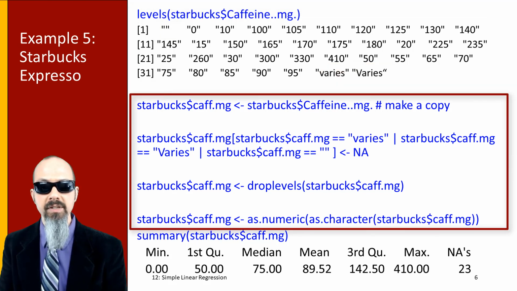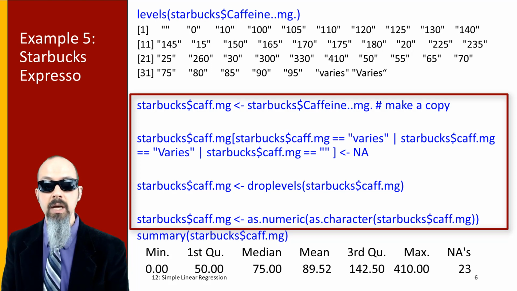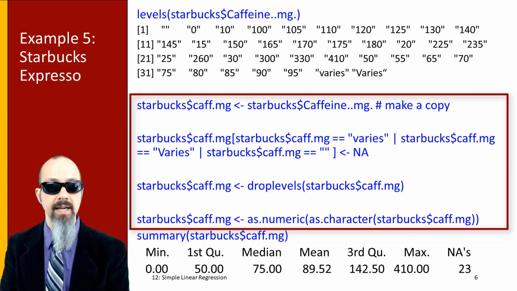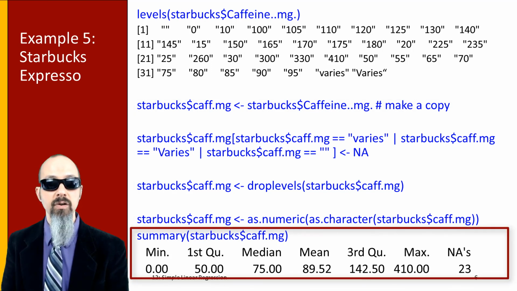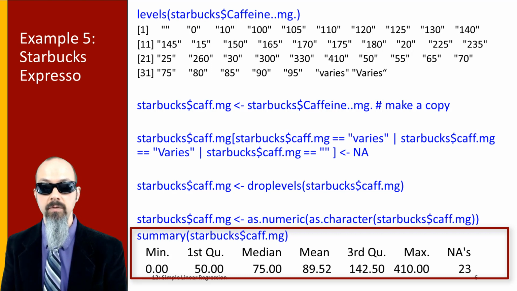So to fix that, I'm just going to briefly store this into a new variable so I don't overwrite my other one. I'm calling it caf.mg. And inside those, I'm turning the blanks and the varies options into missing. Once I have those, I'm doing a drop levels on it because it's a function. I don't want those levels tagging along. And then I go ahead and just do my as character nested inside as numeric to translate all of those numbers stored as text into actual number values that they represent. And from there, I now have a numerical variable that's ready to go, with caffeine being anywhere from no caffeine up to 410 milligrams of caffeine, with an average of about 89-90 milligrams of caffeine.